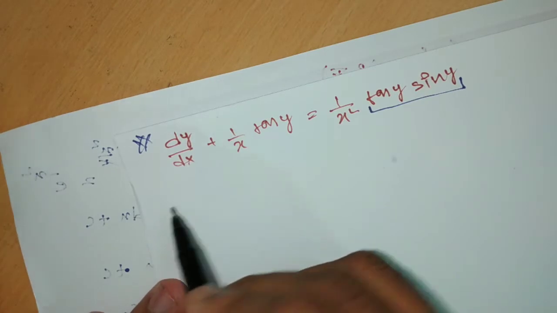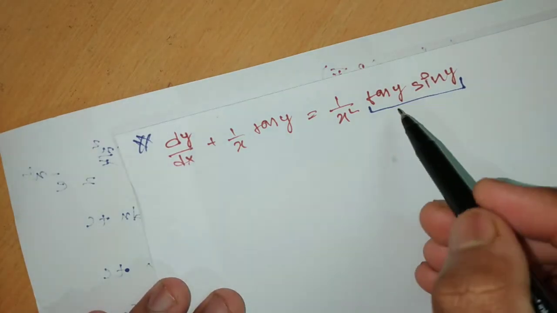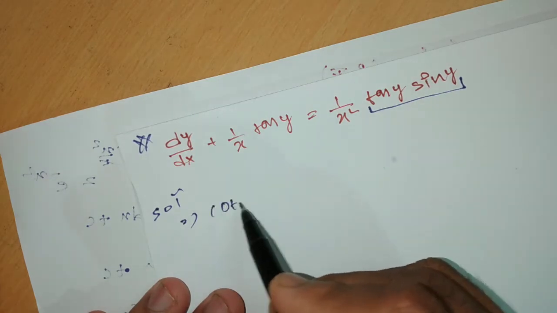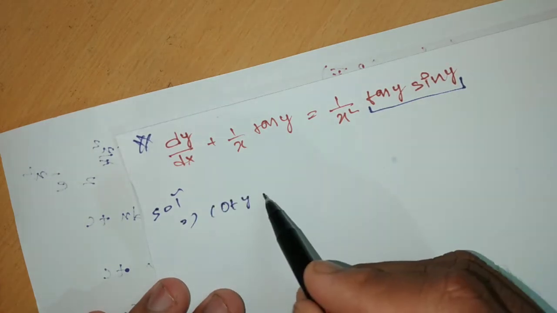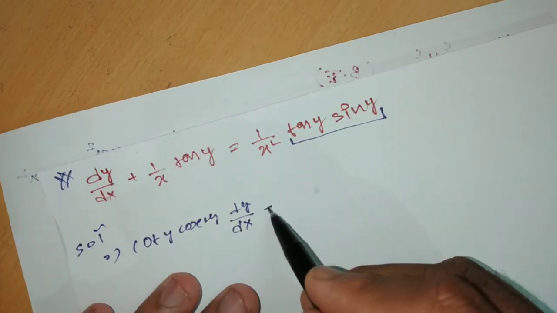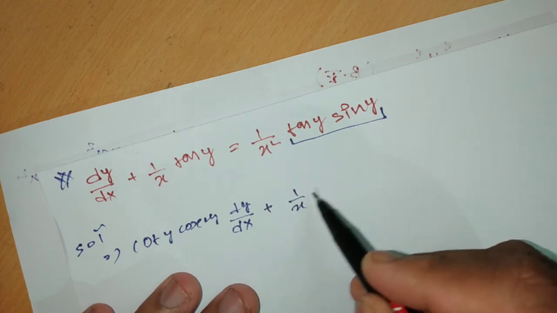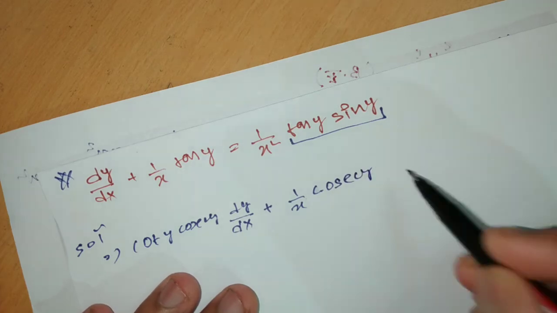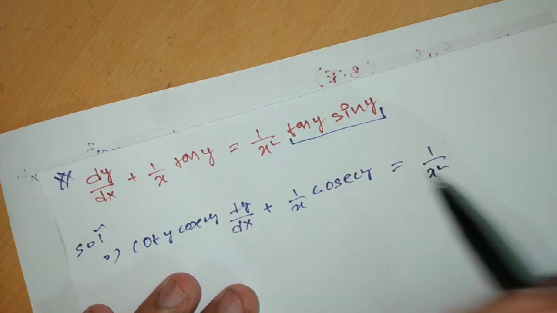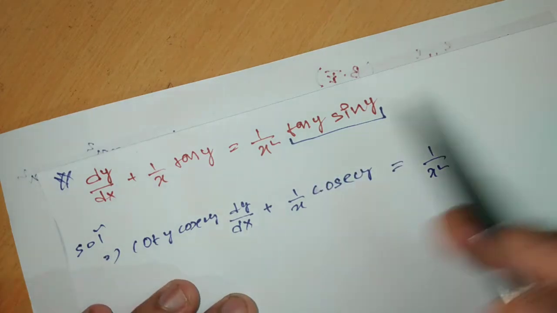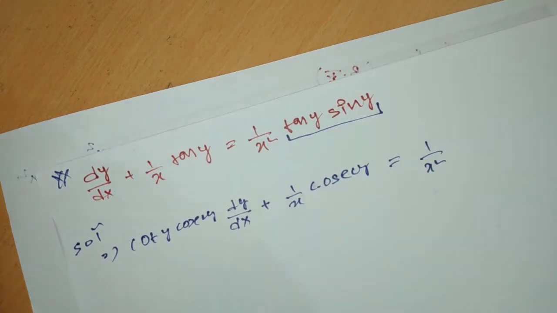So see, if you divide this equation by tan y and sin y on both sides, you get cot y cosec y dy/dx plus 1 by x cosec y is equal to 1 plus x square, isn't it? I'm just dividing with tan y and sin y on both the sides.